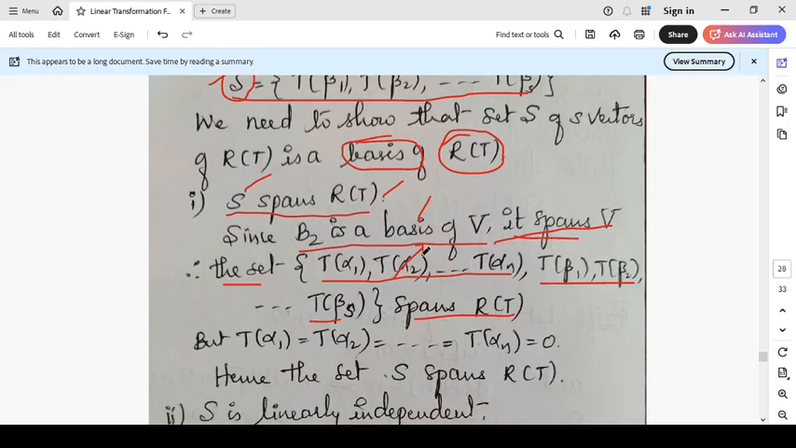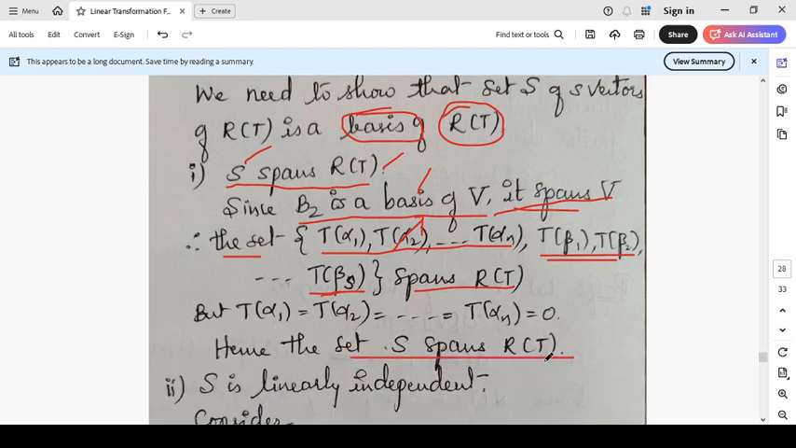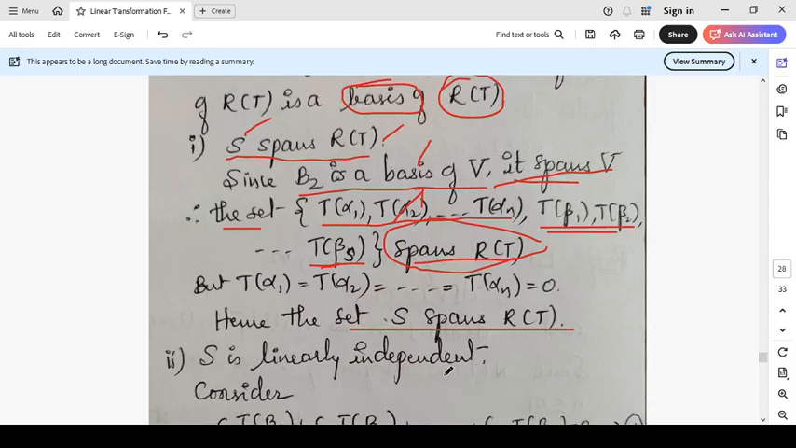So ignore this one, we are left with T of beta 1 up to T of beta s, right? So what it means, we get capital S, which is a span of R of T, according to this one. So the first case is over. The second case is what? S is linearly independent.